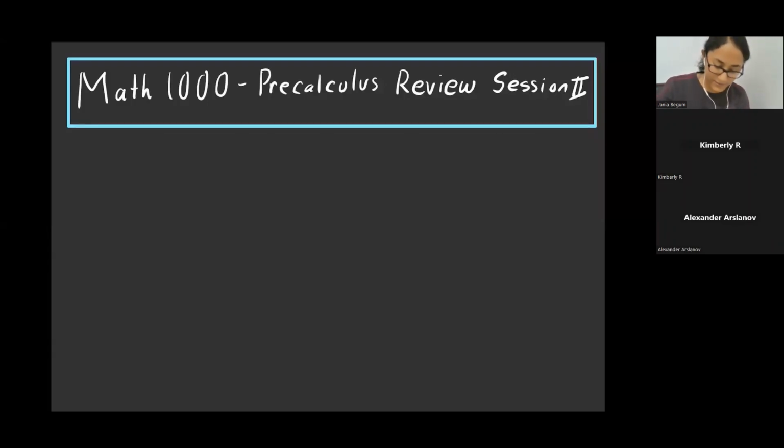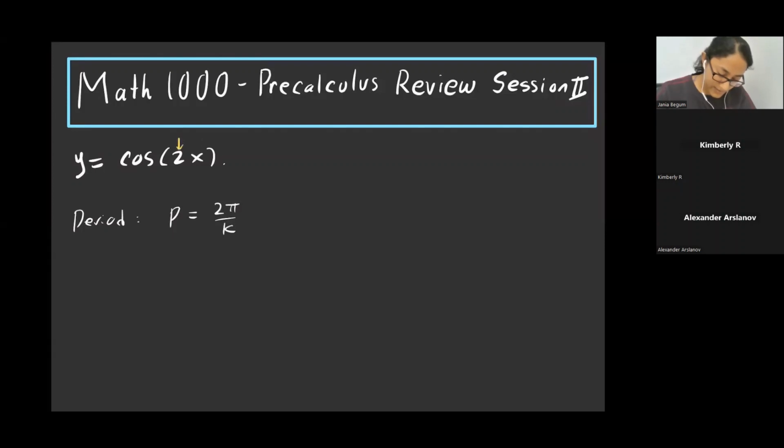Okay, so we're going to graph y equals cosine of 2x. The first thing you want to do is write down the period, right? The period, we call it p, is equal to 2 pi over k. And k is this number right here. So if I substitute k equals 2, I will have 2 pi over 2, which is equal to pi. That means this equation will complete one cycle from 0 to pi.